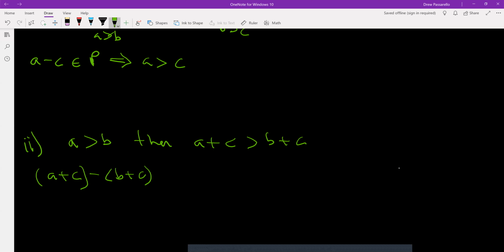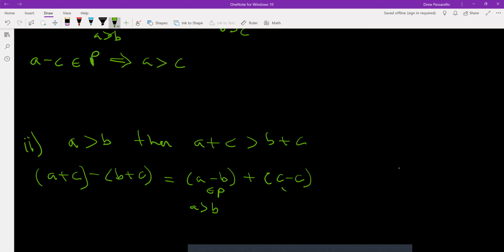So I could rearrange this so that I know A is greater than B. So what does that mean? That means A minus B is an element of P. Well, because of this subtraction, I could reorder it so it has A minus B, and then plus C minus C. So A minus B, that's an element of P because A is greater than B.